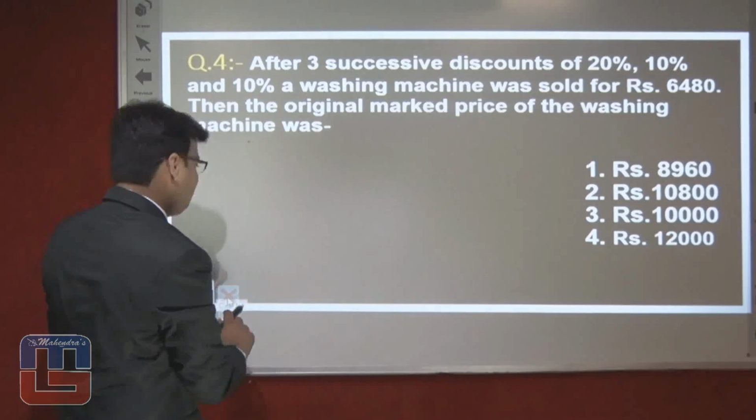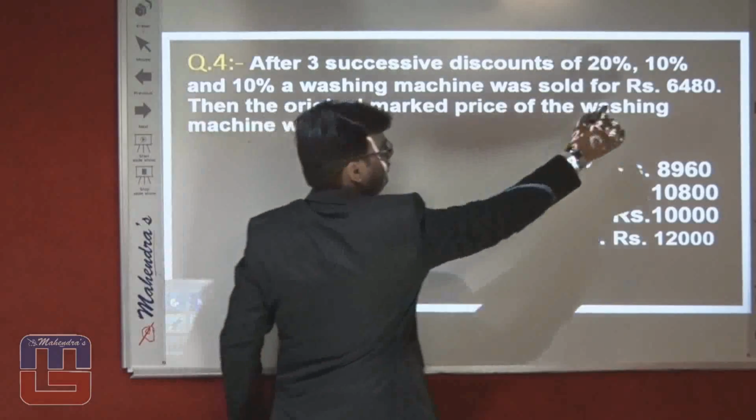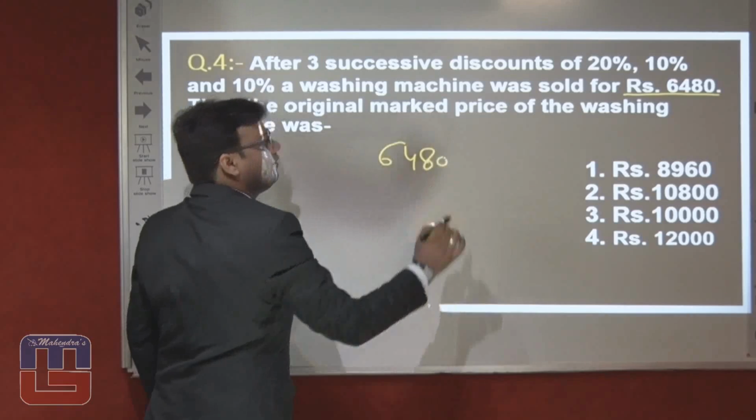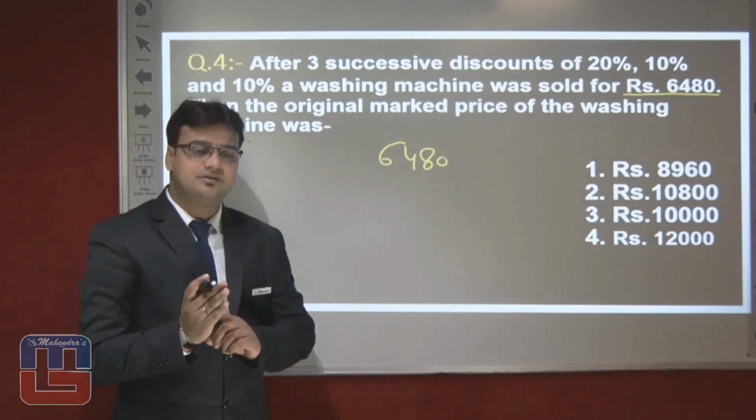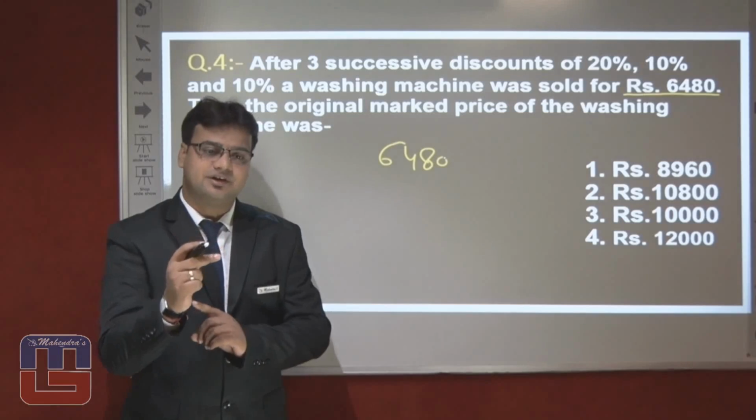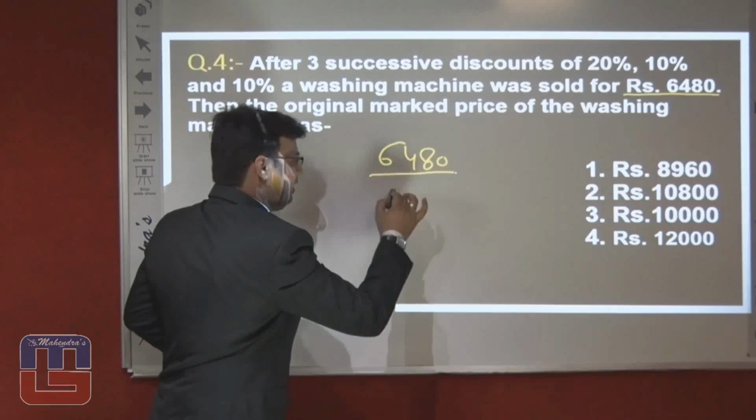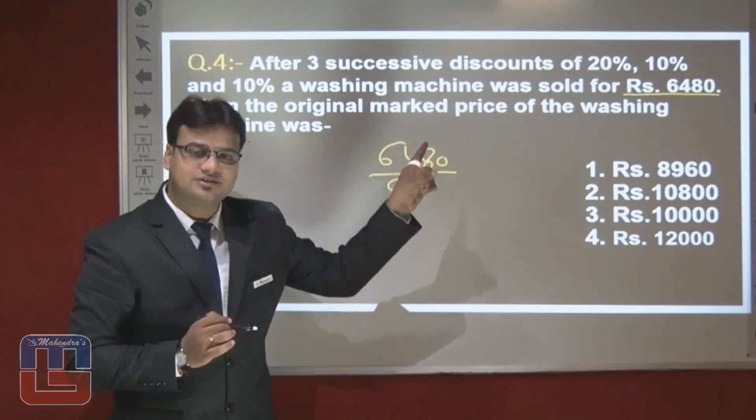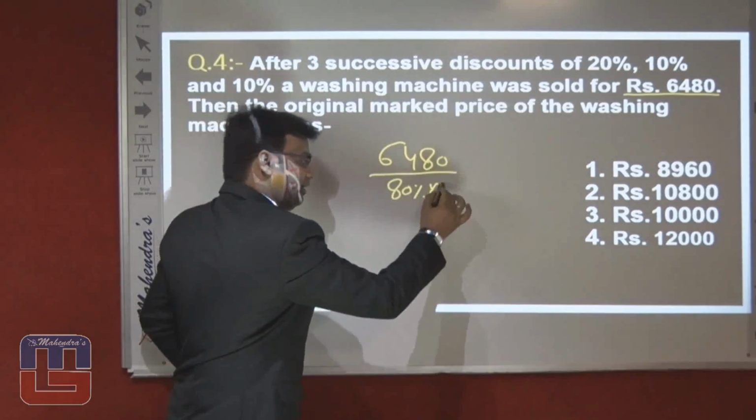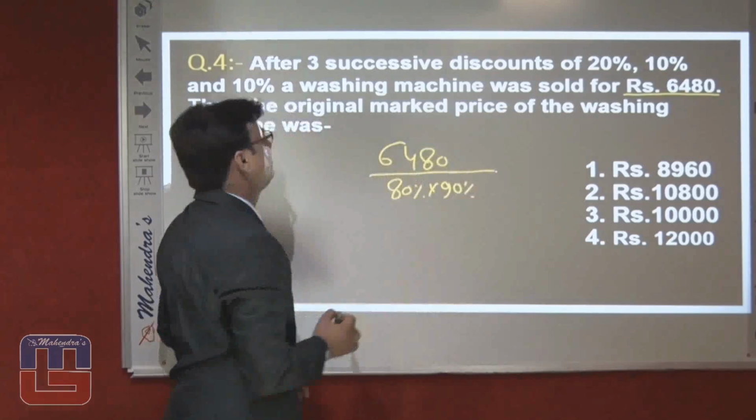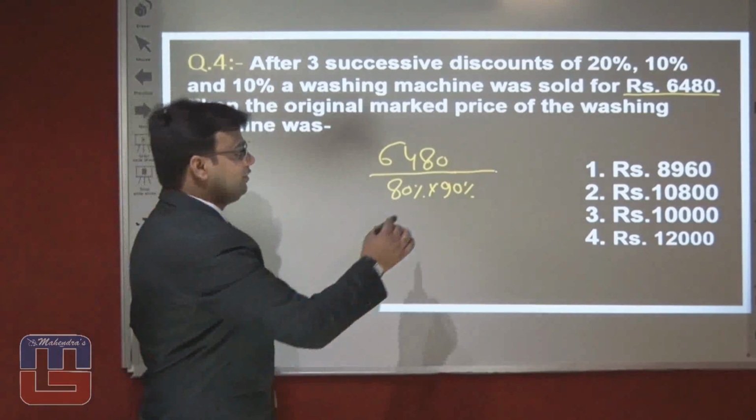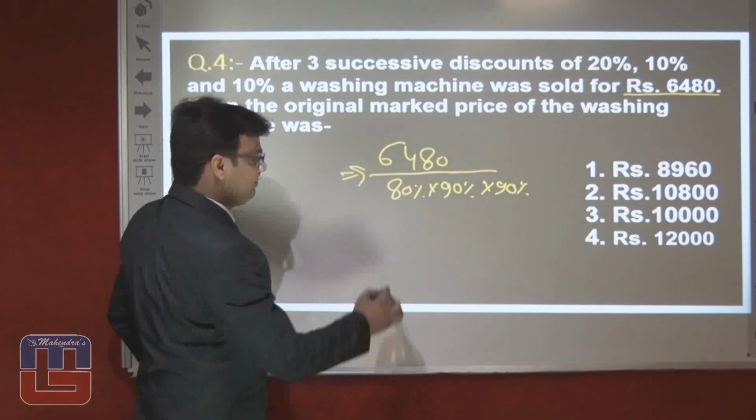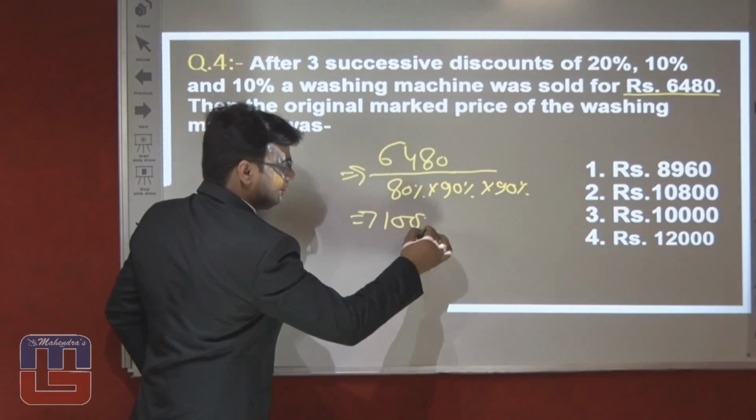See how to do it directly. Selling price is here 6480. First discount is 20%, that means selling price is 80% of MRP. That means if we divide by 80%, then we get the MRP if there is only 1 discount. Then the next discount 10%, that means we next divide by 90%. Then also 10%, so divide by another 90%. You solve it and get our answer, 10,000.